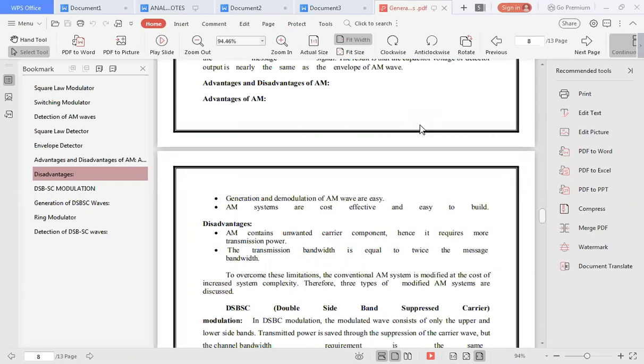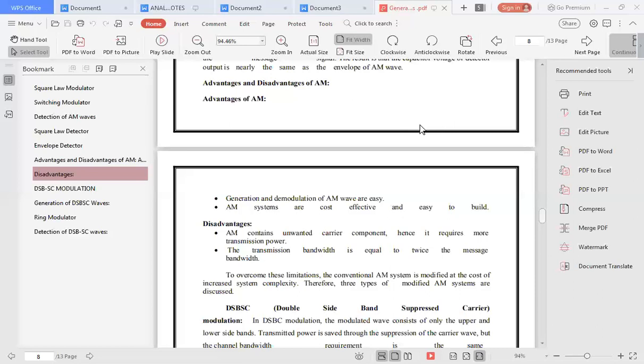The disadvantage is that an unwanted carrier component is present in the transmitted signal, so there is more power consumption. Bandwidth is twice the message signal frequency. That is actually a loss of frequency band.